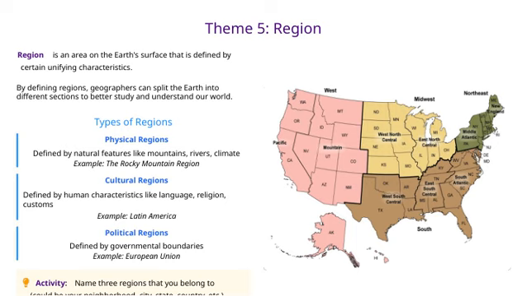Then there's the political region, which is defined by governmental boundaries. Think about the European Union. It's a political region because it groups countries together under a common political and economic system. For our activity today, I want you to think about 3 regions you belong to. These could be your neighborhood, your city, your state, or even your country. It's a good way to connect these concepts to your own life and see how regions shape our identities and our understanding of the world.